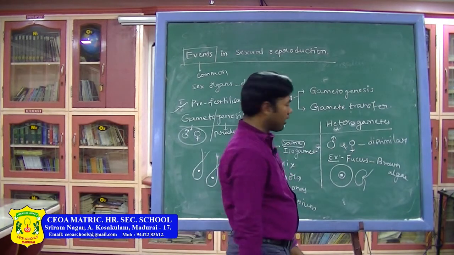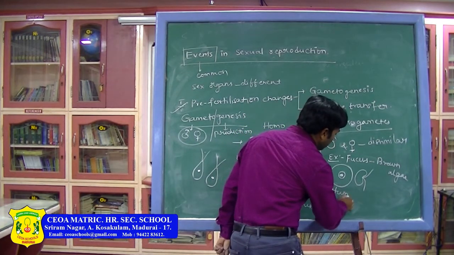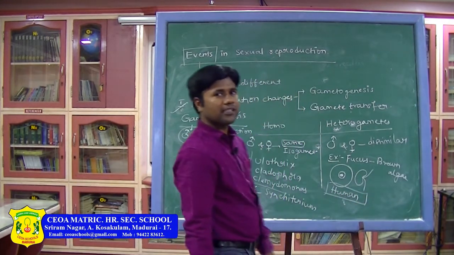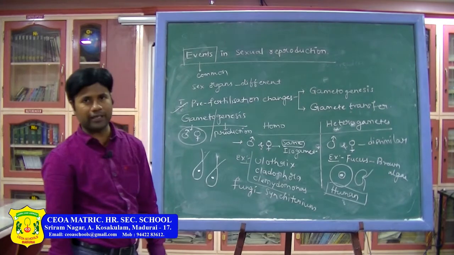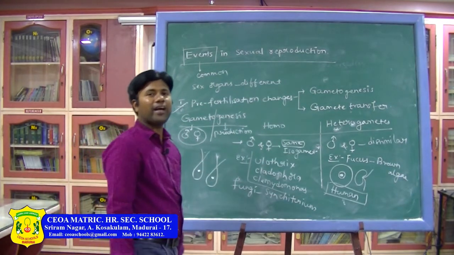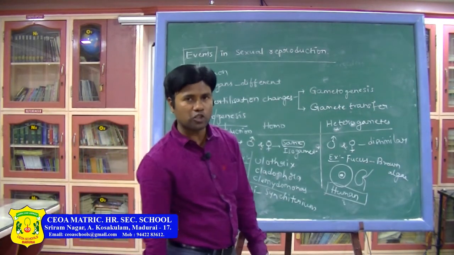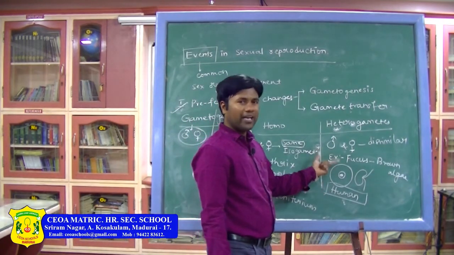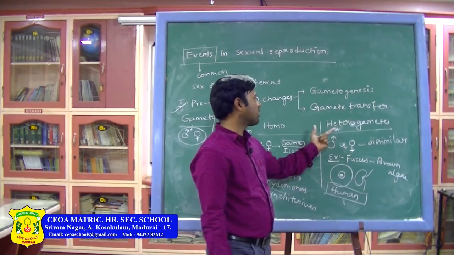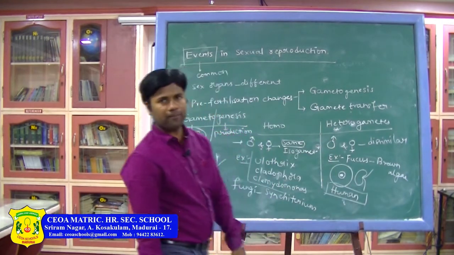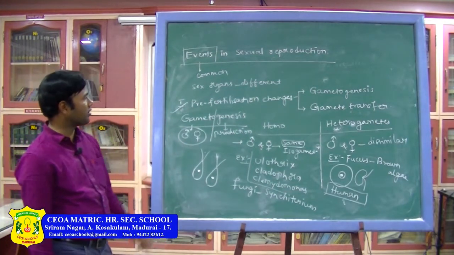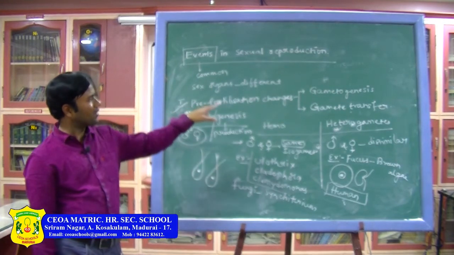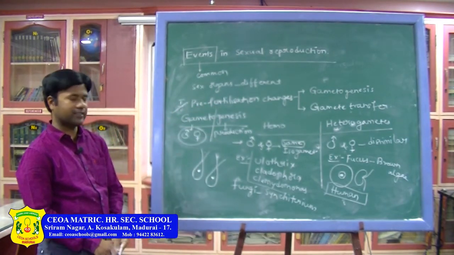One more example we can write, that is the human being. In human beings, the sperm cell and ovum, when we see, the sperm cell size is smaller and the ovum size is bigger. Like that, if you take bryophytes, pteridophytes, gymnosperms and angiosperms, in most of them the male and female gametes are dissimilar. Those all come under the heterogametes. So now, in pre-fertilization we are learning gametogenesis. Next.